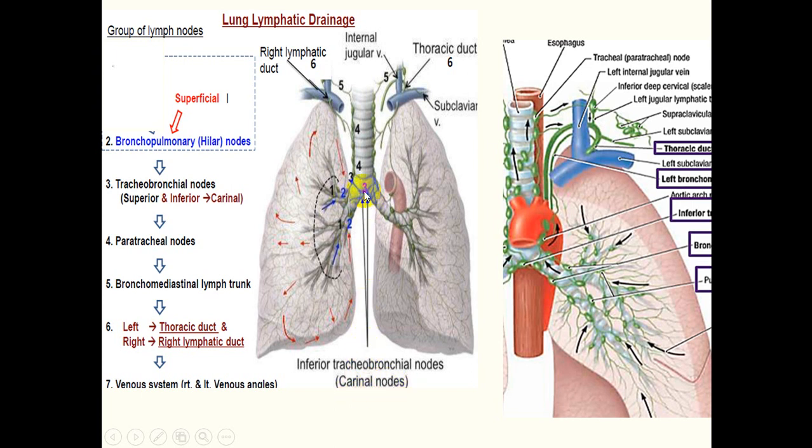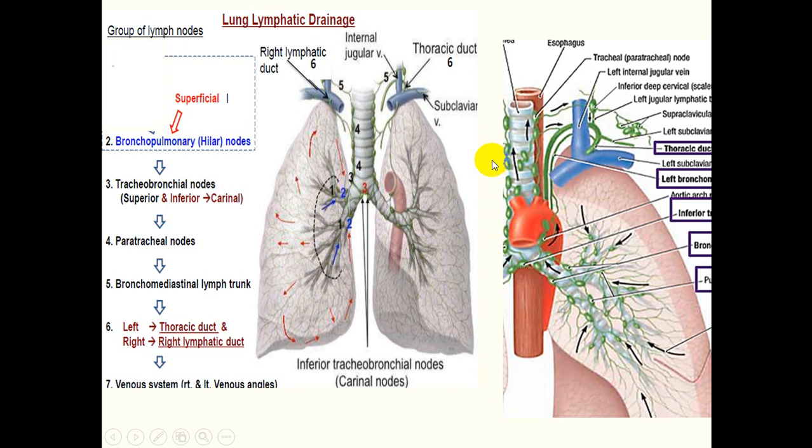Further efferents from here drain into the paratracheal lymph nodes, leading to the formation of the large lymph trunks, the bronchomediastinal lymph trunks. They drain on the left side into the thoracic duct and on the right side into the right lymphatic duct. And from here, the thoracic duct drains into the left venous angle, which is the angle between the left internal jugular vein and left subclavian vein, shown here before they make the brachiocephalic trunk. And then the right lymphatic duct is going to drain into the right venous angle here.